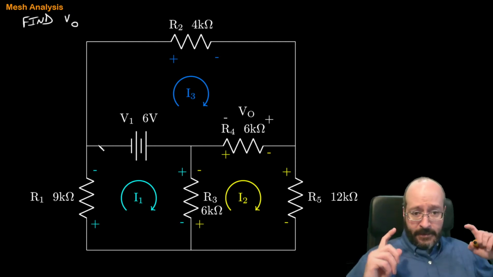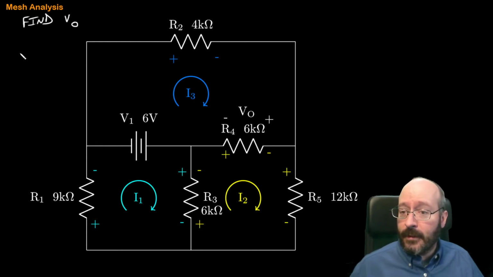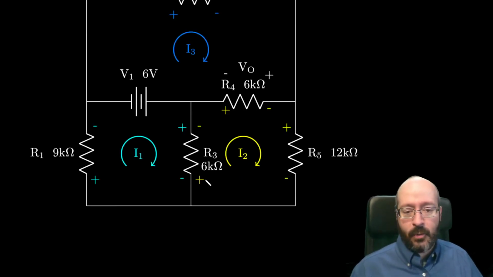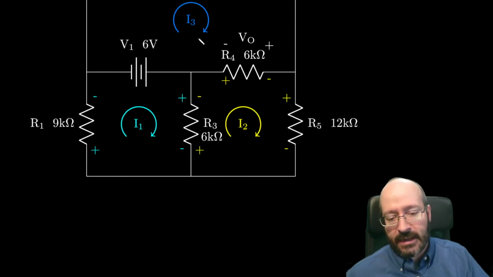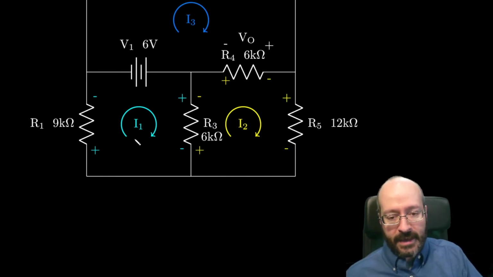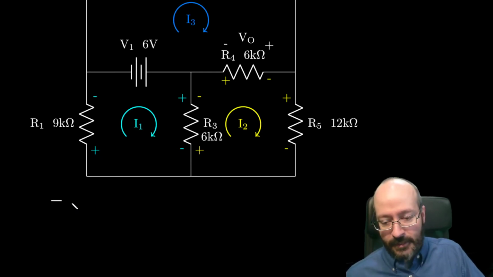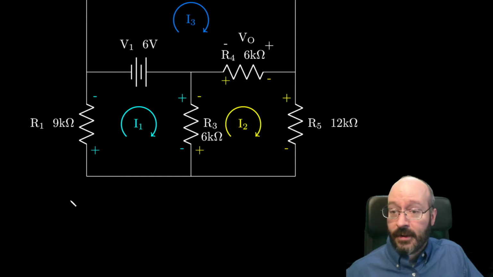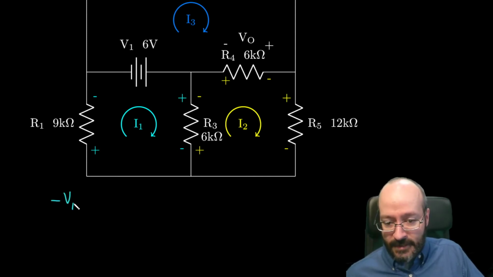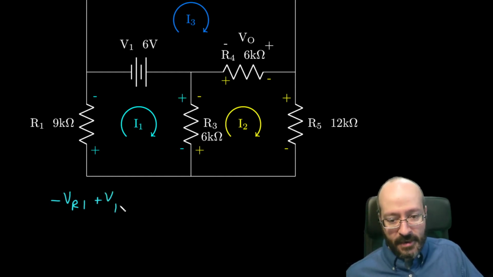All right, so let's do it. Let's write some KVLs. And let's start out with I1. We've got 3 elements in it, and we are going to have 3 terms in our KVL. So from here to here, I'm going to go down VR1. From here to here, I'm going to go up V1. And from here to here, I'm going to go down VR3. Okay, we're back to where we started, so that's equal to 0.